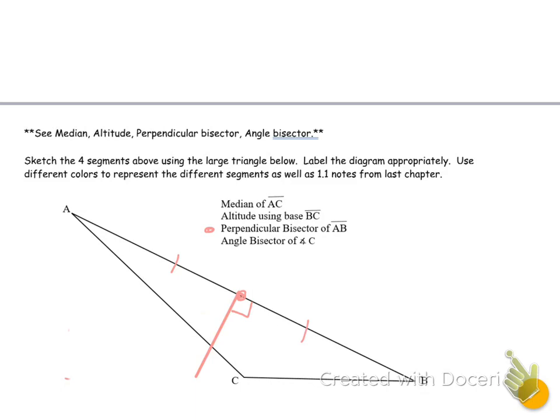Okay, my last one, angle bisector of C, so it cuts angle C in half. I show that they're 2 smaller congruent angles because C is being cut in half, and that's an angle bisector.